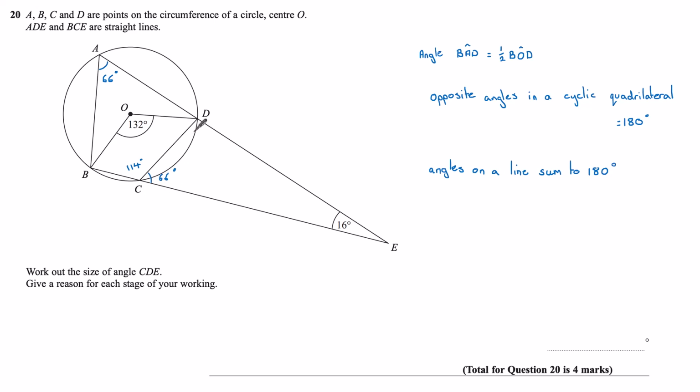And now looking at the triangle DCE, I have two of the angles. The last one, CDE, is the one I want to find, and I know angles inside a triangle add up to 180 degrees. So 180 minus 66 minus 16 gives me my final answer of 98 degrees.